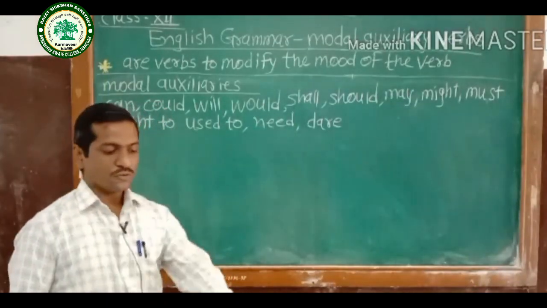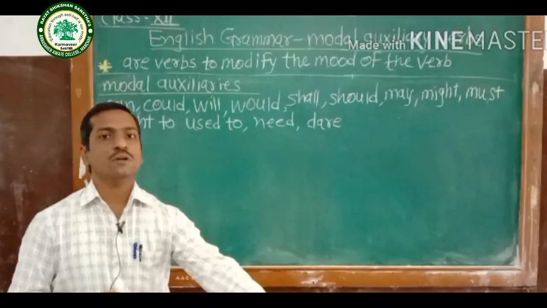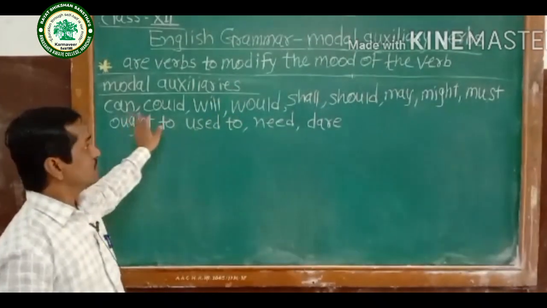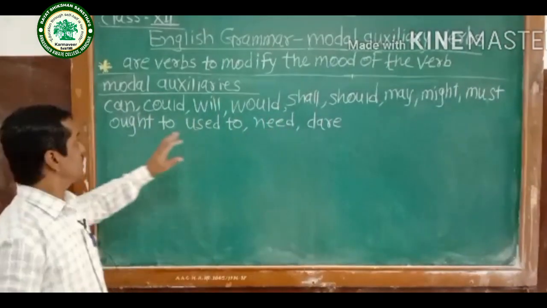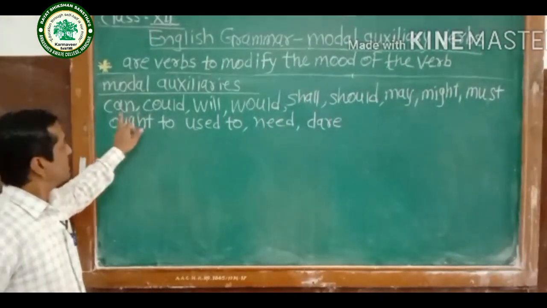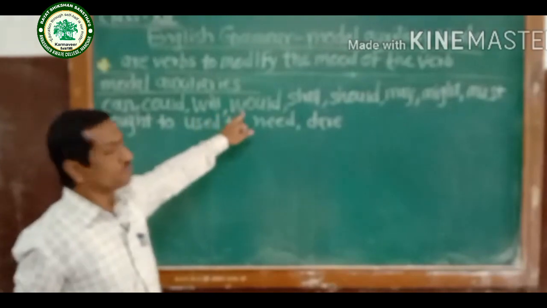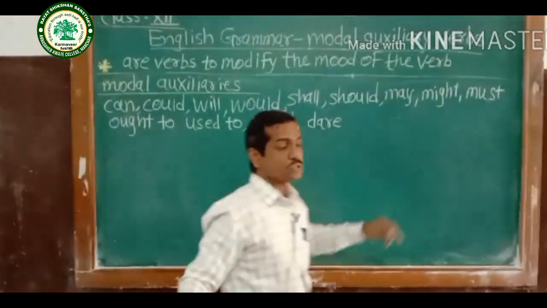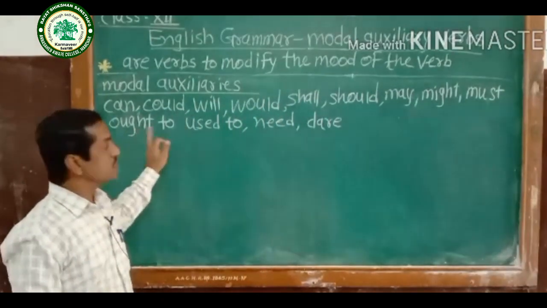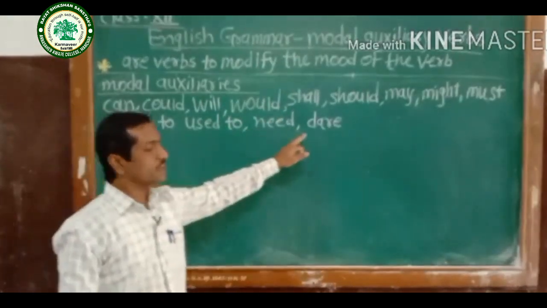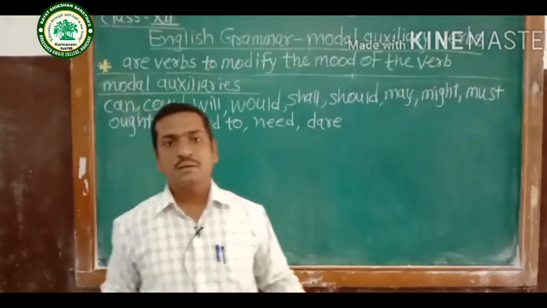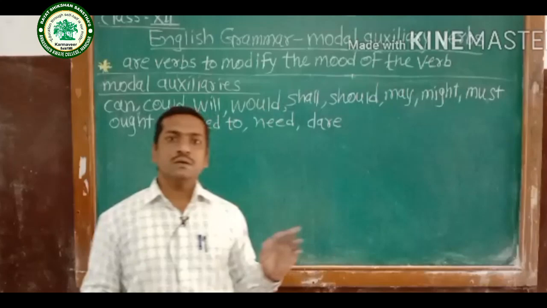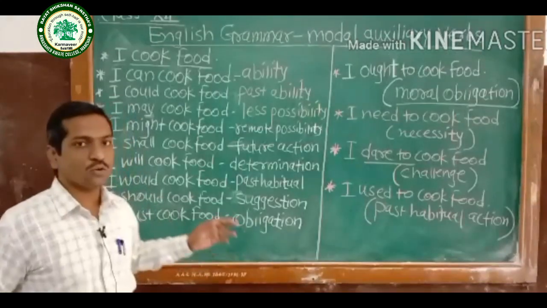Students, you will find that modal auxiliaries are the main topic of today's lecture. That is, there are some modal auxiliaries. Let me read them for you: can, could, will, would, shall, should, may, might, must, then ought to, used to, need and dare. These are the modal auxiliary verbs we have already studied in our 10th and 11th standards.